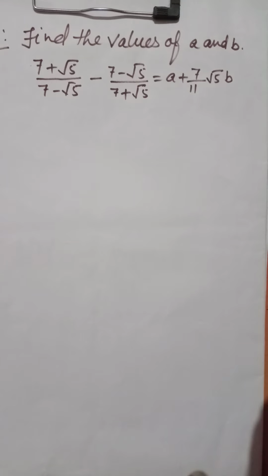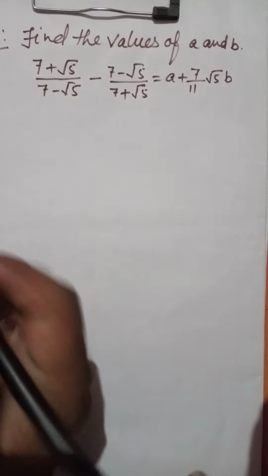Now 7 plus root 5 upon 7 minus root 5. First of all, we have to find the rationalizing factor of 7 minus root 5, which is 7 plus root 5. From that, we have to rationalize numerator and denominator. In the second term, 7 minus root 5 upon 7 plus root 5, the rationalizing factor of 7 plus root 5 is 7 minus root 5. From 7 minus root 5, we will rationalize numerator and denominator. Now see how to rationalize it.